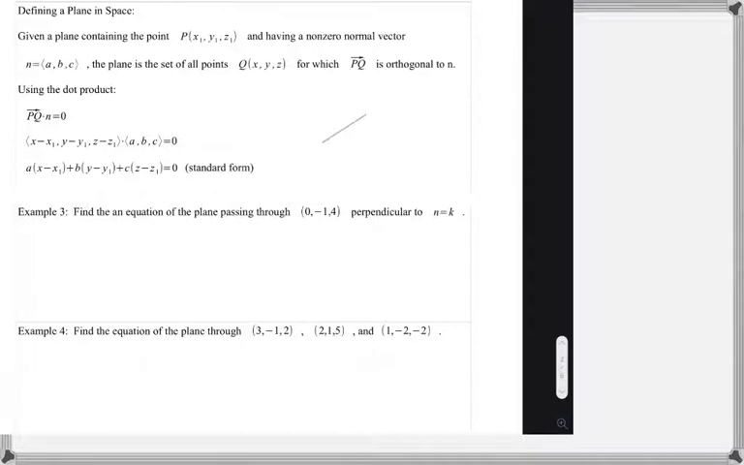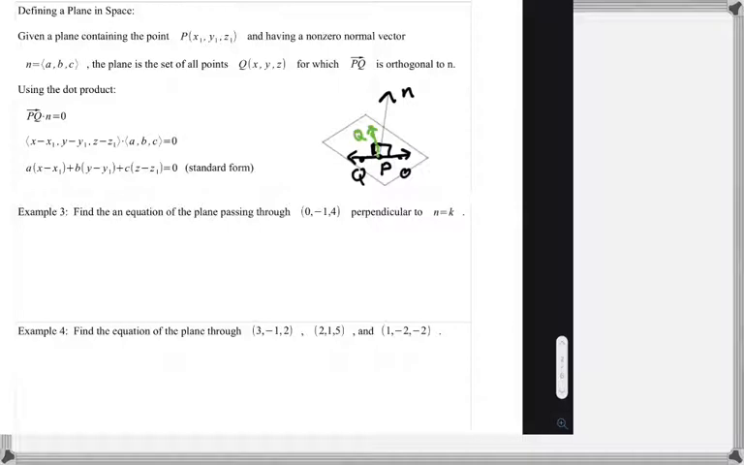Okay, so let's draw a picture of our plane. So here's our plane, containing the point P and normal vector n. The plane is going to consist of all points for which PQ is orthogonal to n. Okay. All right. So we could have a Q there. We could have a Q there. We can even have a Q over here. So all those points are going to generate this plane.